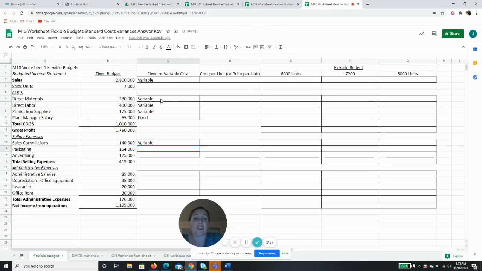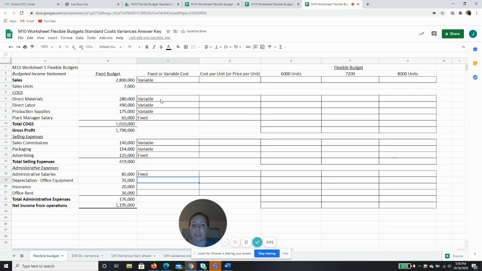Packaging, again, our packaging costs will go up if we sell more because we'll need more packaging. So that's variable. It's a variable selling cost. And advertising. Our advertising is going to be fixed because advertising is usually done separately from sales. We usually advertise to try to generate sales. So our advertising budget isn't going to be tied to the amount we sell. It's probably set well before we sold anything. So that's fixed. Then we have our administrative salaries, which are fixed.